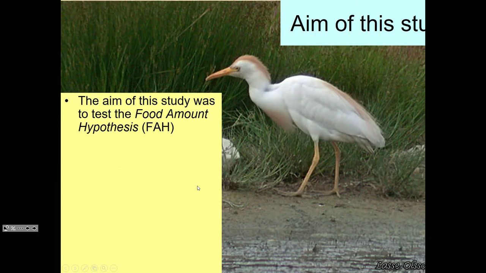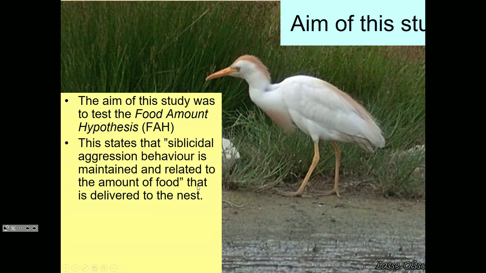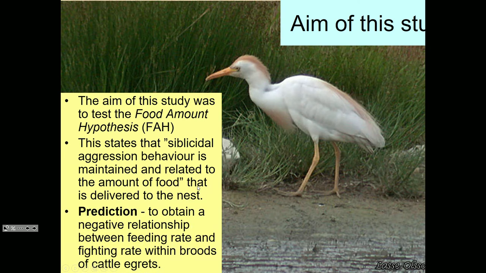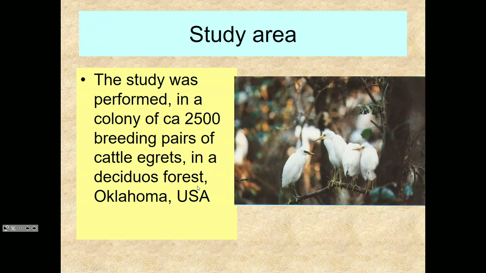So the aim of this study was to test the food amount hypothesis. This states that siblicidal behavior is maintained by and related to the amount of food that is delivered to the nest. So what we did in this study was to try to manipulate the food. And the prediction was to obtain a negative relationship between feeding rate and fighting rate within cattle egret broods. And in order to study this, you can imagine, how can you do this?